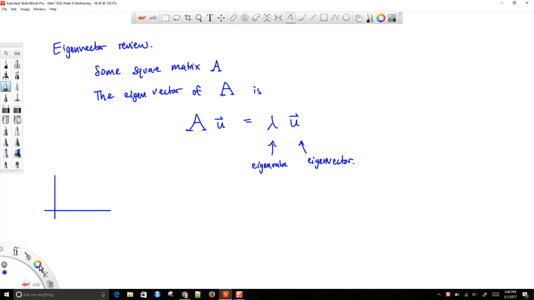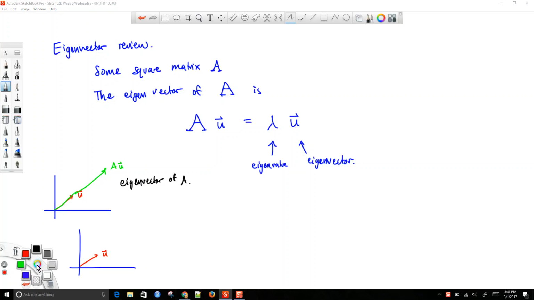If this is our vector u, then A times u is just a scalar multiple of u. It just ends up somewhere out here. If you have this kind of alignment, this is an eigenvector of A. Otherwise, if the transformation is not this scalar thing, and you start off with some vector u like this, and after you multiply it, it's not aligned, A times u ends up out here. This is not an eigenvector.